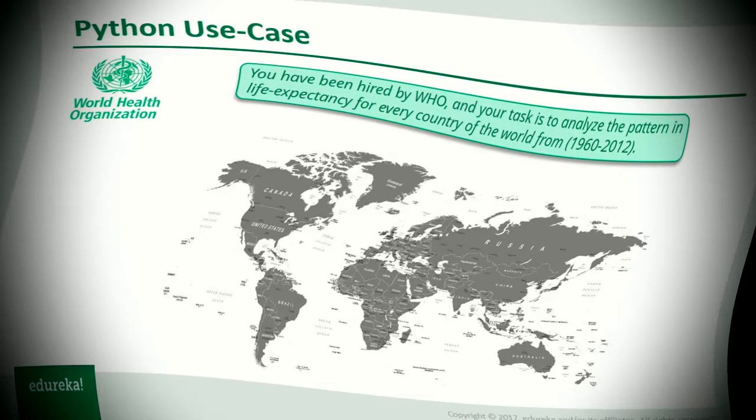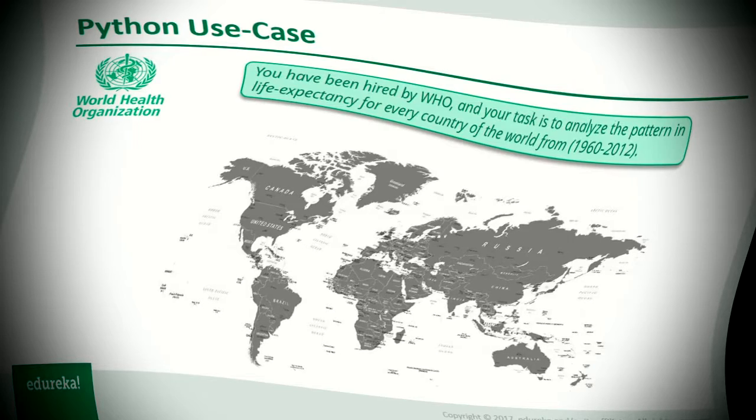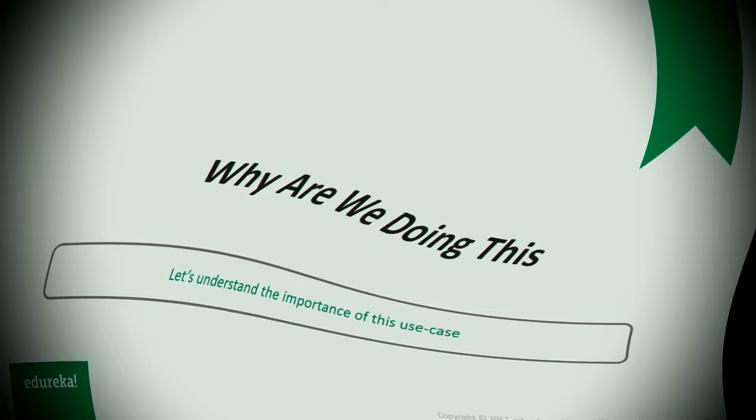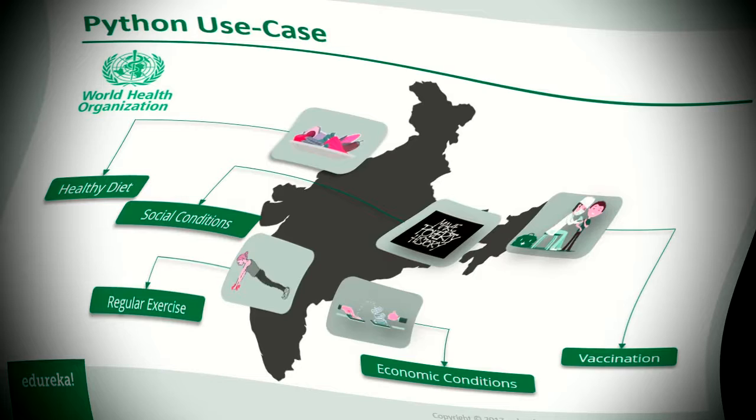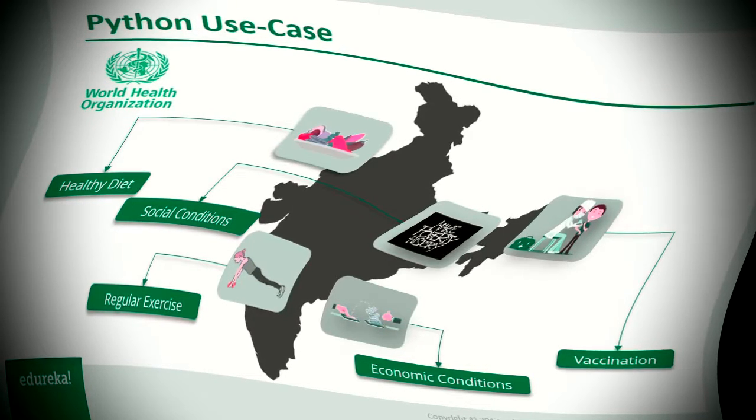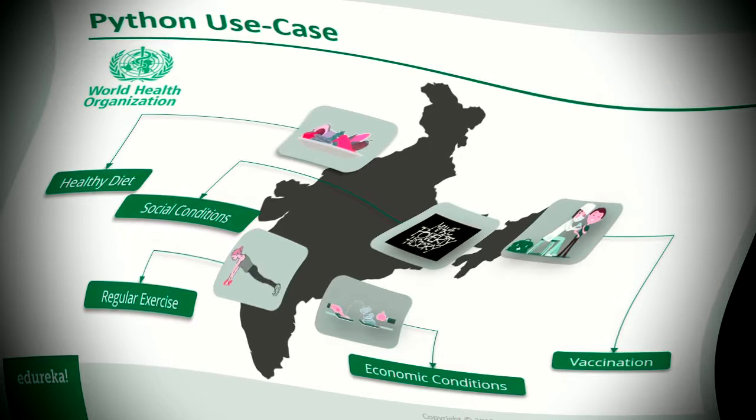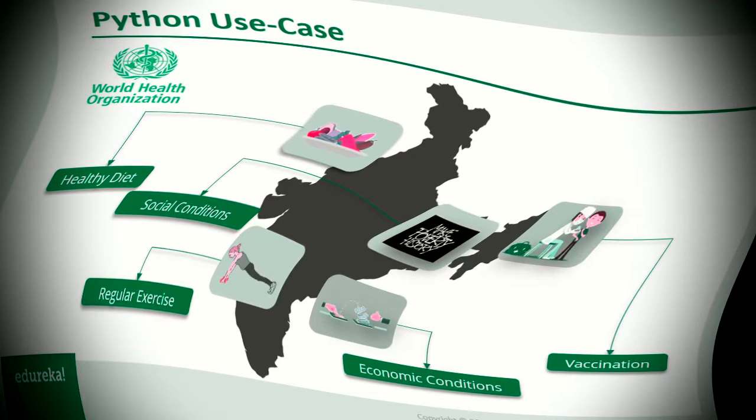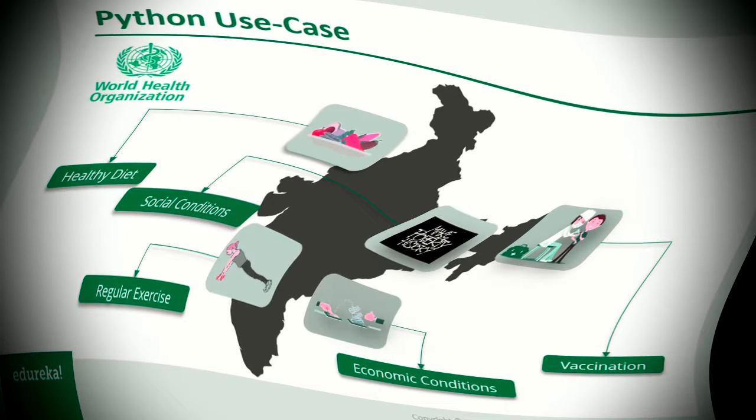So here our use case is about analyzing the WHO data of life expectancy for all the countries from 1960 to 2012. But the question is, why are we doing it? So let's understand the importance of this use case. By analyzing the pattern in life expectancy, we can understand how poor countries with low life expectancy are catching up with rich countries over the span of 1960 to 2012. So basically, it helps us in understanding the extent of health equality. After that, we can use this knowledge to understand a lot about health, social and economic condition of these countries.